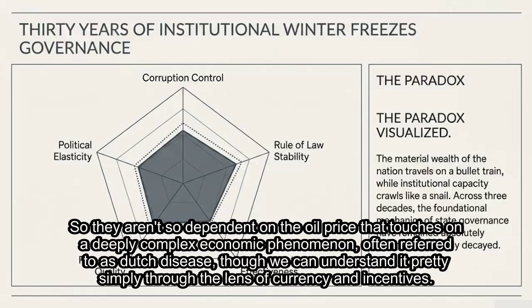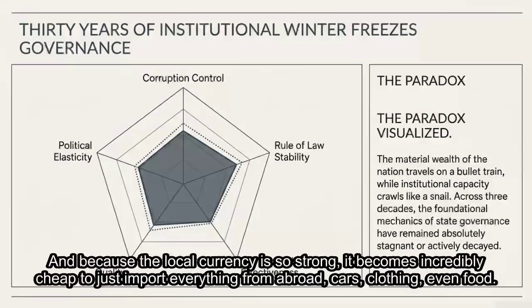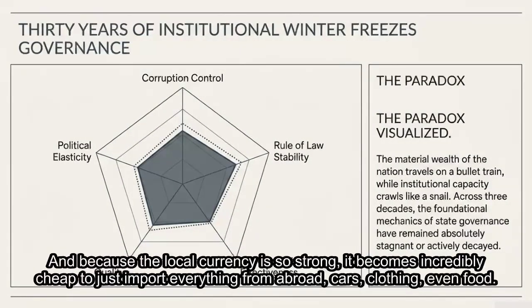That touches on a deeply complex economic phenomenon often referred to as Dutch disease, though we can understand it pretty simply through the lens of currency and incentives. Okay, break that down for me. When a country exports massive amounts of oil, foreign currency floods into the country. This artificially inflates the value of the local currency. Making their money very strong.